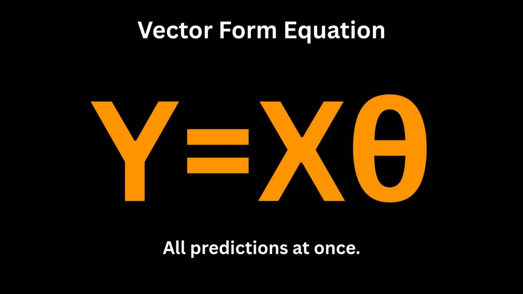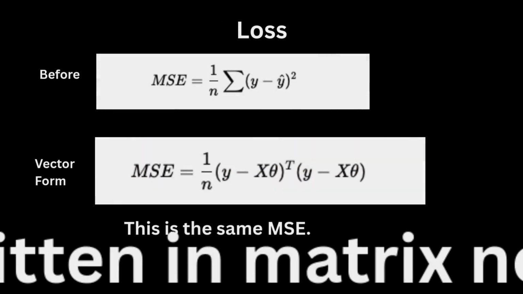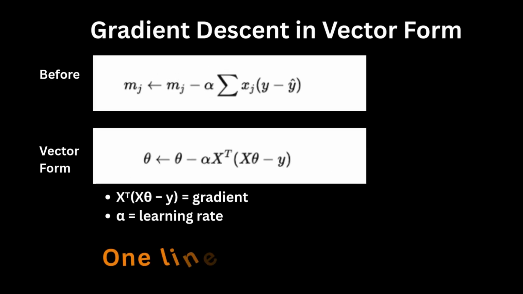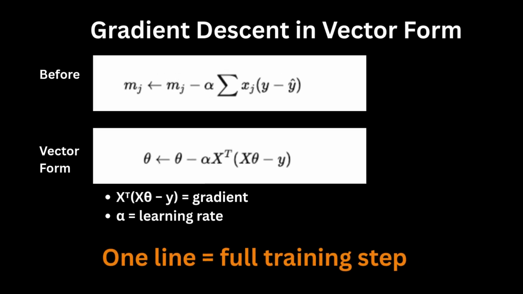Here's the big moment. All predictions for all data points can be written as one line. This single equation replaces hundreds of loops. Now let's look at loss. Earlier, we wrote mean squared error as a sum. In vector form, it becomes a dot product. Here's why vector form is so powerful. Gradient descent becomes one clean update.